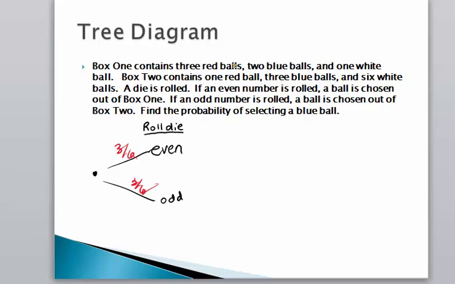The next thing we're going to look at is what happens in each case. So if we roll an even number on the die, the next thing that we do is we choose a ball out of box 1. So I'm going to go ahead and write a next column, and we're going to say that we're going to choose a ball. And we know it's coming out of box 1, and so I can either select out of box 1 a red ball, I can select a blue ball, or I can select a white ball.